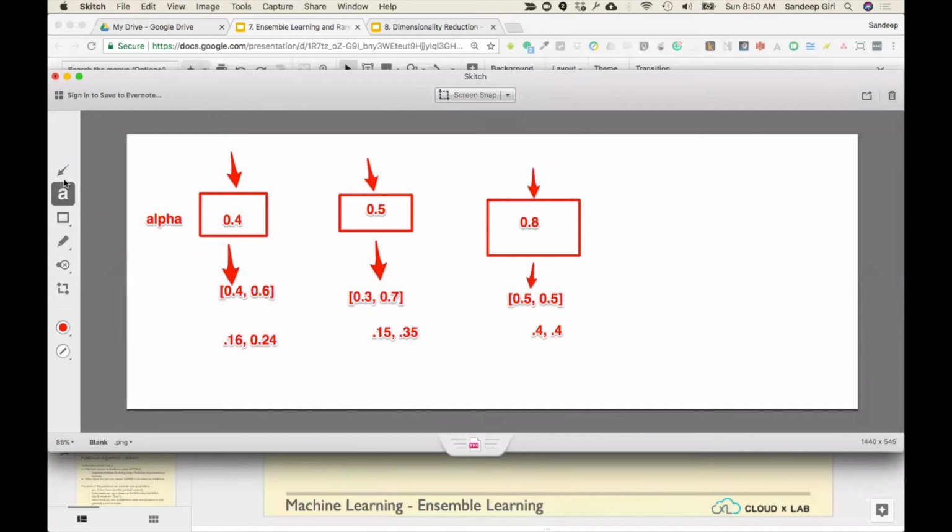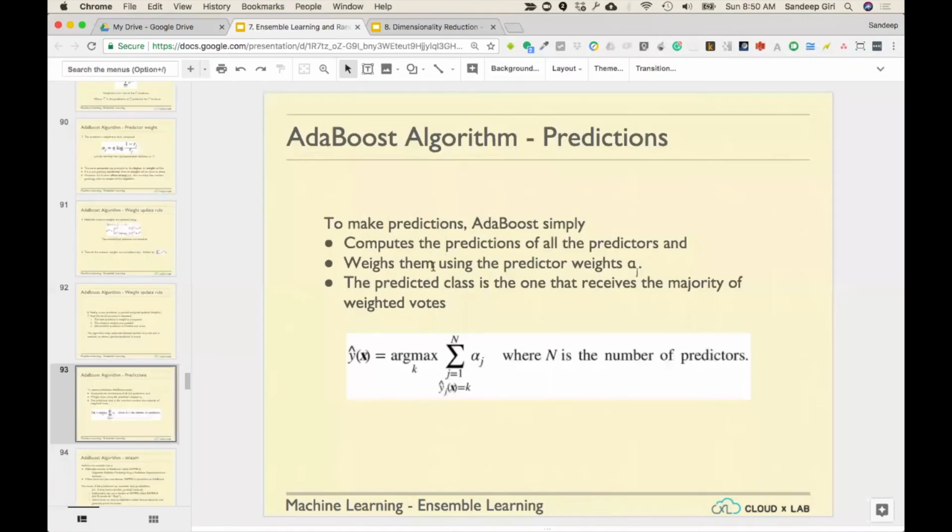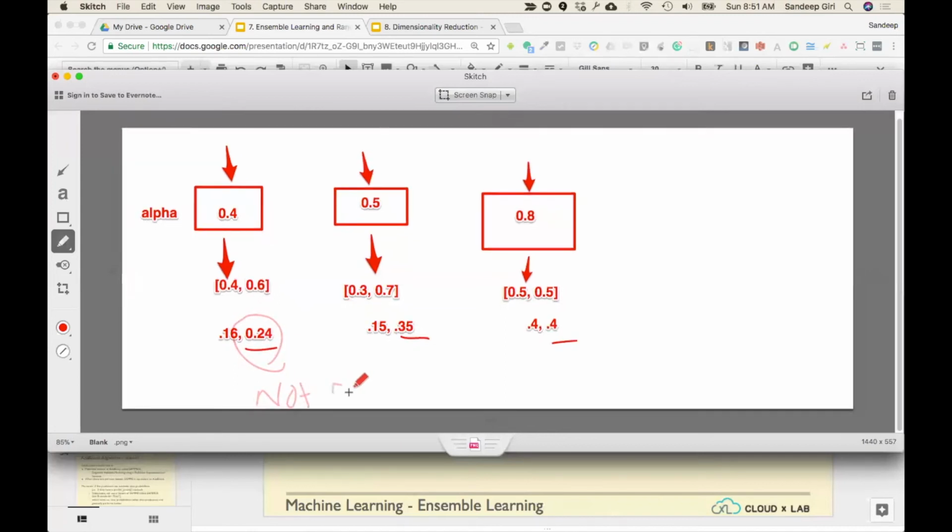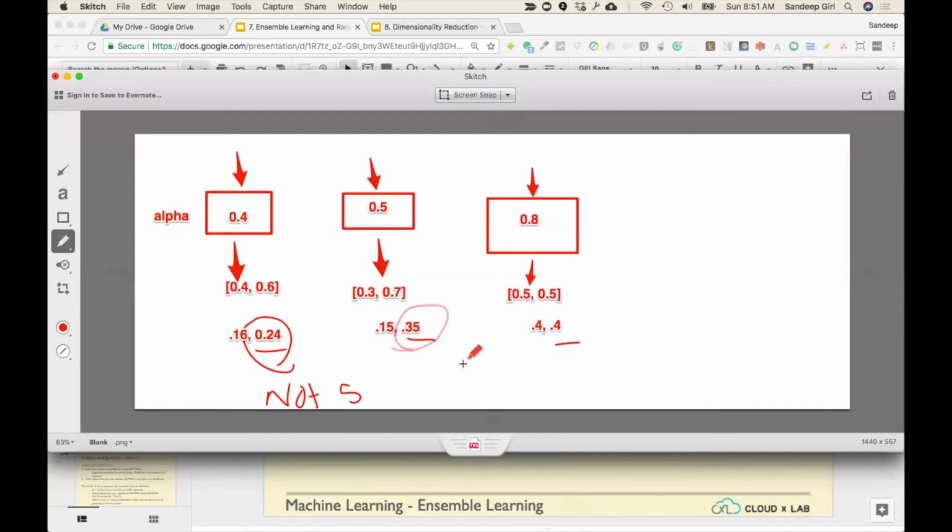Here I think the way we do it is we basically sum it up and then see what the overall result is. It's basically soft voting. This plus this plus this, which one is more? This one we can ignore, so this plus this. Here it's definitely not 5. This is my understanding of the algorithm. So we sum up all the probabilities and then see which one is the max.